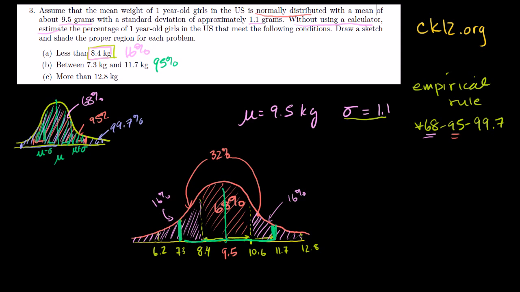And then finally, part C, the probability of having a 1-year-old US baby girl more than 12.8 kilograms. So 12.8 kilograms is 3 standard deviations above the mean. So we want to know the probability of a result more than 3 standard deviations above the mean. So that is this area way out there that I drew in orange. Maybe I should do it in a different color to really contrast it. So it's this long tail out here, this little small area. So what is that probability?